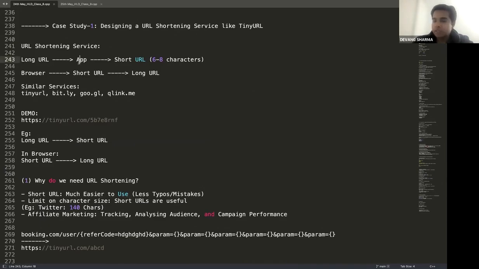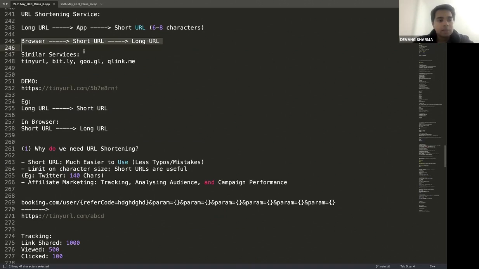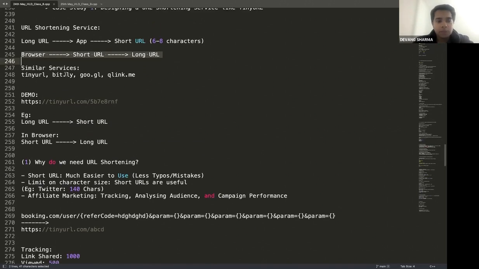You go to that app, whether it's a web app or some other sort of application, that is going to generate you a short URL, which is of 6 to 8 characters. In your browser, if you go to that short URL or type that short URL, it will take you back to the original long URL. Some of the similar services include TinyURL, bit.ly, Google has its own, and there's QLink as well.